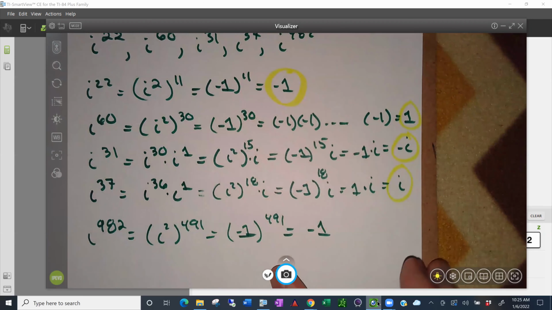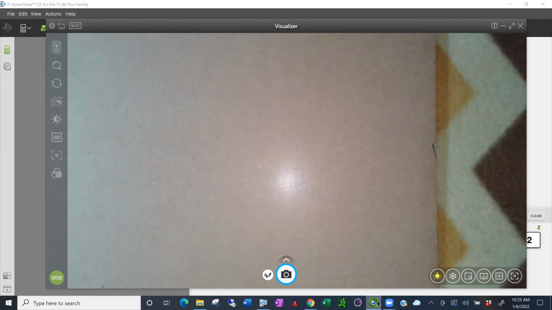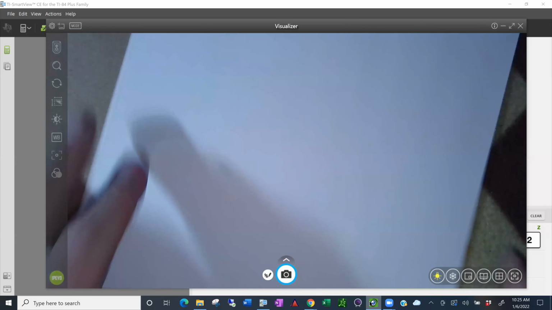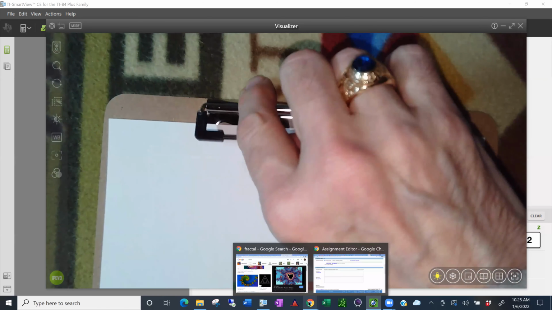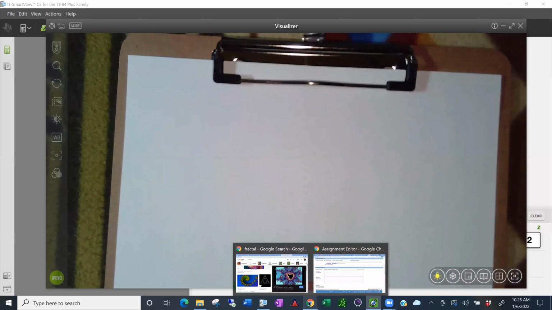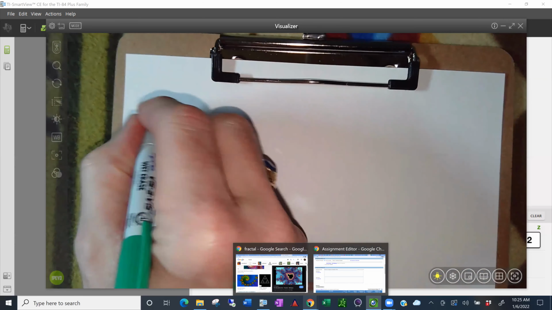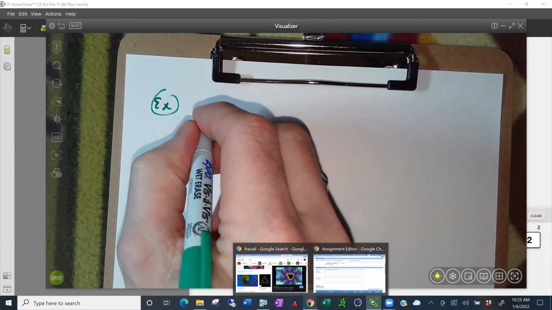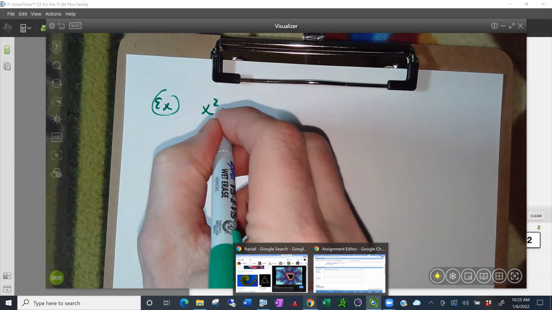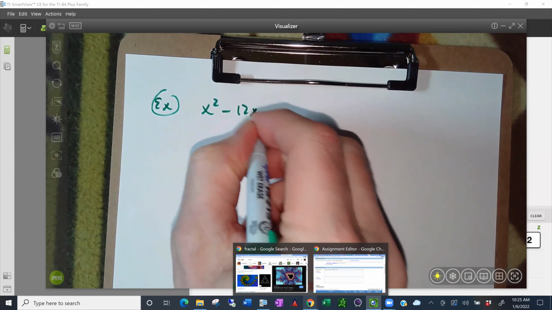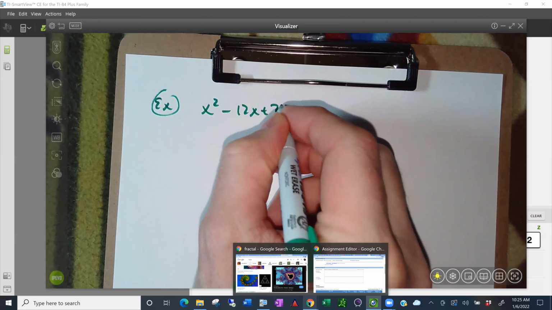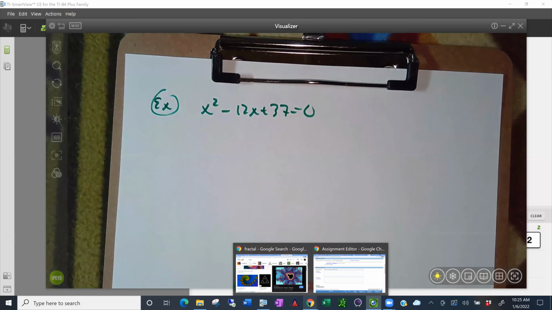Now, the big reason that we introduced i here is because we're going to need it when we start solving polynomial equations. Let me give you a couple examples. Let's start out with an easier one, and I'll work up to a harder one. Let's start with x squared minus 12x plus 37 equals 0.